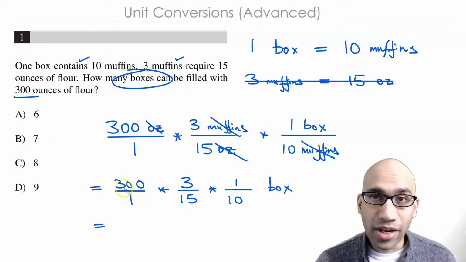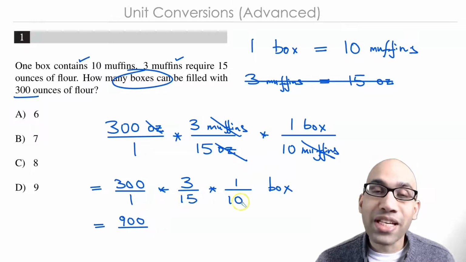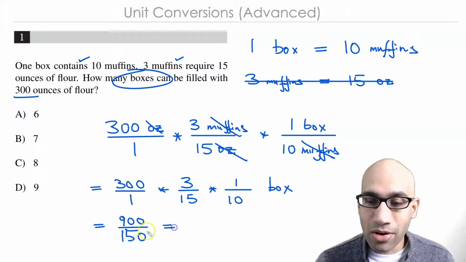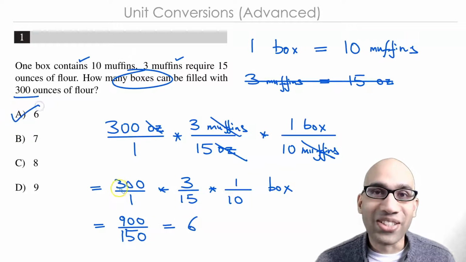Now you can use your calculator to find the numerators here. 300 times 3 times 1 is 900, divided by 1 times 15 times 10, which is 150. And that evaluates to 900 over 150 is equal to 6. And thus, choice A is the correct answer.